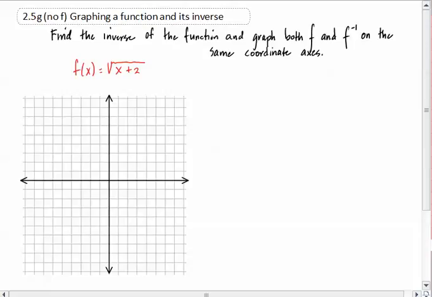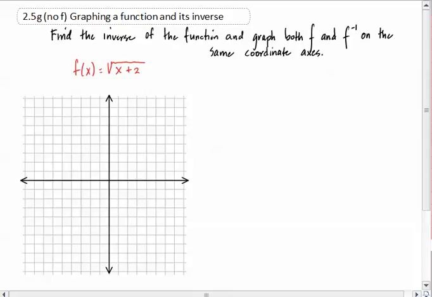So let's find the inverse of a function that is actually an equation and not just coordinate pairs. And then we're going to figure out how to graph both the function and its inverse. We talked in the last video that inverses are just found by switching the x and y coordinates. So we're going to do that same process. Even though this is an equation, we're going to go ahead and switch.